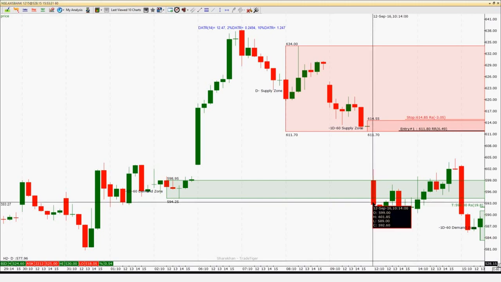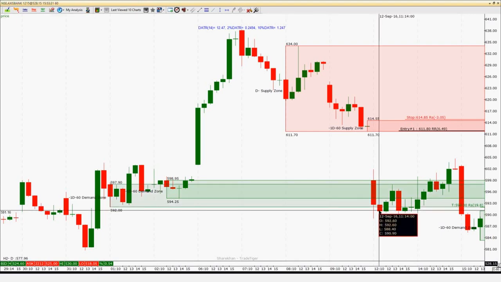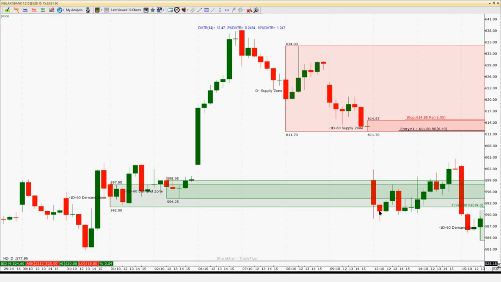This is not an authentic demand zone. The authentic demand zone is this one. So the authentic demand zone also got engulfed ultimately after that. So a zone engulfing an authentic zone, the source of engulf is very, very important for me here, friends.